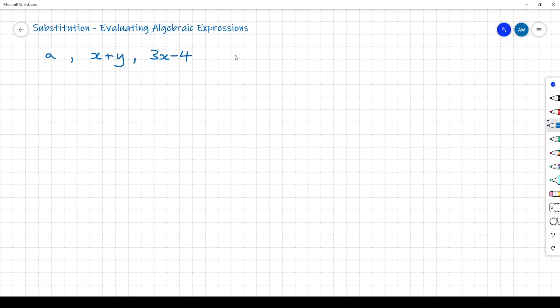Okay, so just to show you the difference between an expression and an equation, if I took 3x minus 4 and put equals 5, it's now an equation. I can solve that and find the value of x by doing our balance method, as we've done in previous videos with solving equations. So this is an equation. And there's the clue there with an equal sign, and these are all expressions.